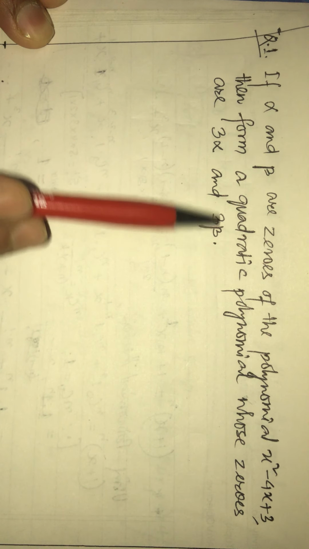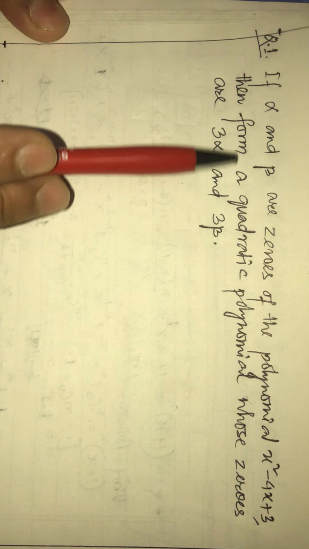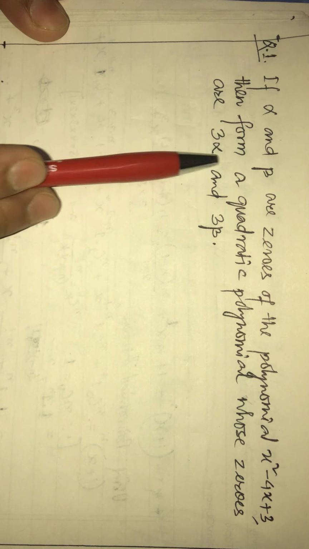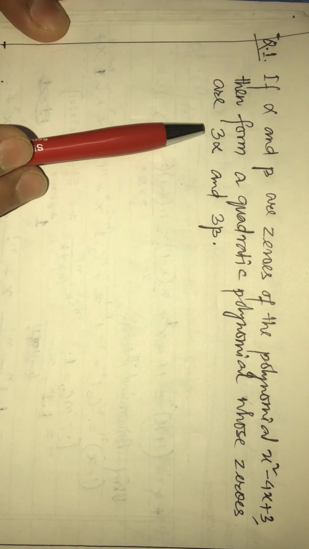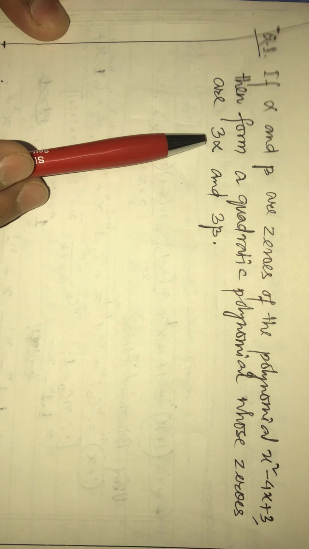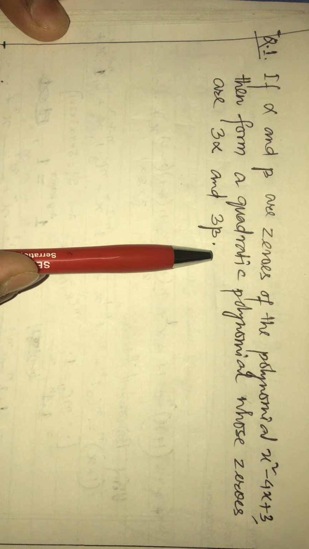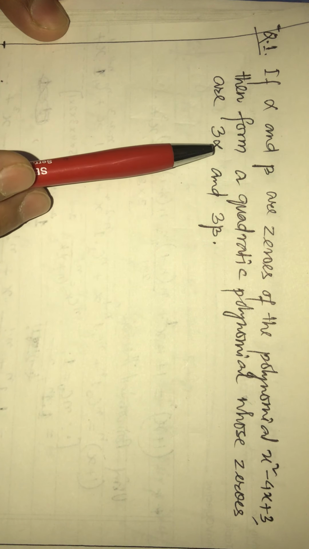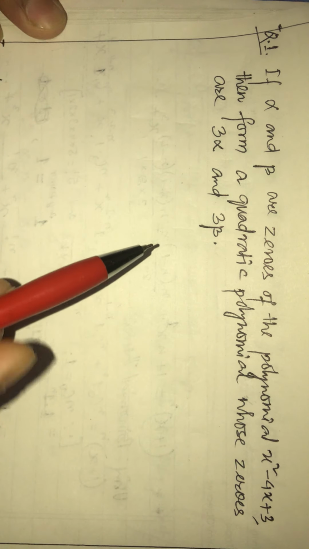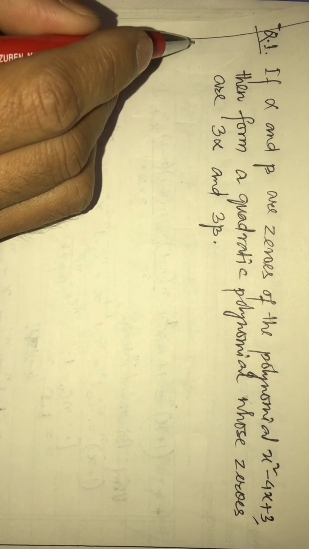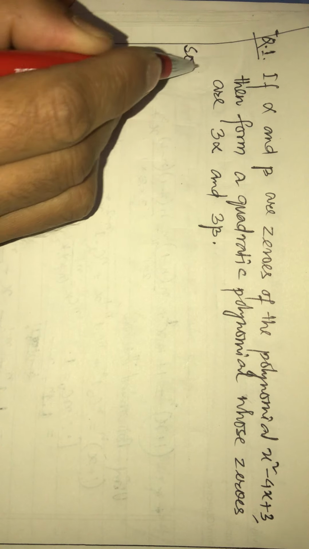So here in the examination they may ask any value. Here I use 3 alpha 3 beta. They may ask you 2 alpha 2 beta, 5 alpha 5 beta, like that. So it can be anything there. So let's see how to deal with such a question. So, solution.